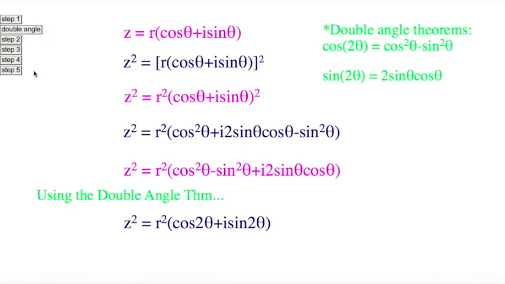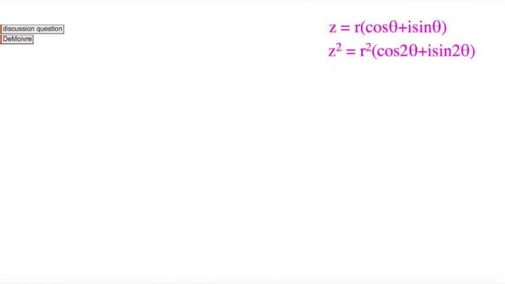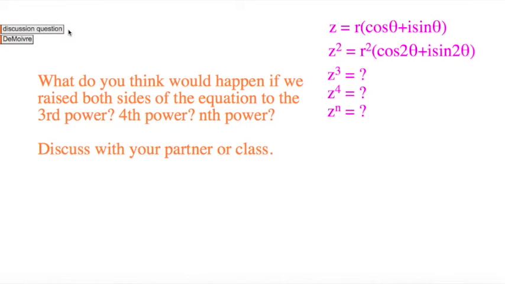Foiling, rearranging our terms, and using the double angle formulas, we get that z squared equals r squared times cosine of 2 theta plus i times the sine of 2 theta. What do you notice? What do you think would happen if we raised both sides of the equation to the 3rd, 4th, 10th power? What about to the nth power? Pause the video to discuss with a partner or your class.